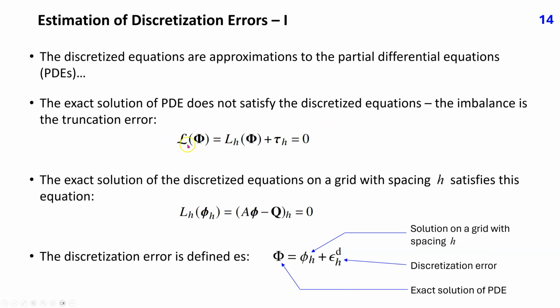This operator represents the partial differential equation, and the capital phi is the exact solution. The operator LH represents the discretized equation on a grid with spacing h. Tau h is the truncation error on grid with spacing h. The exact solution of the discretized equations on a grid with spacing h satisfies this equation. The difference between the exact solution of the partial differential equation, capital phi, and the exact solution of the discretized equation on a grid with spacing h, phi h, is the discretization error on that grid.